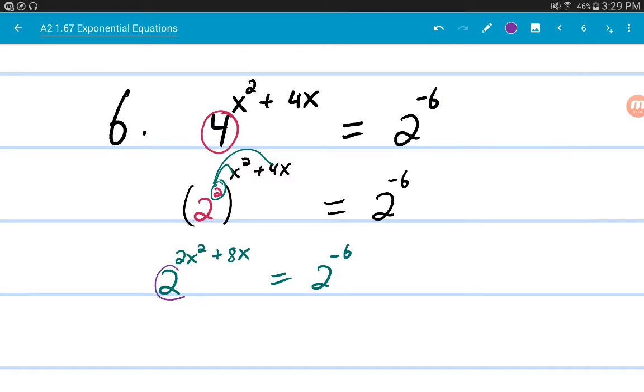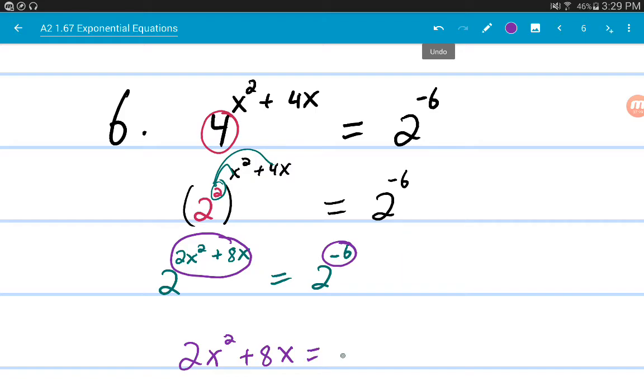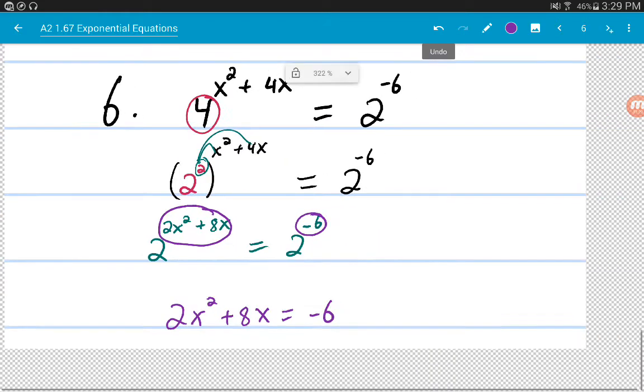And since the bases are the same and they are set equal, we can conclude that this must equal this. So 2x squared plus 8x is equal to negative 6.